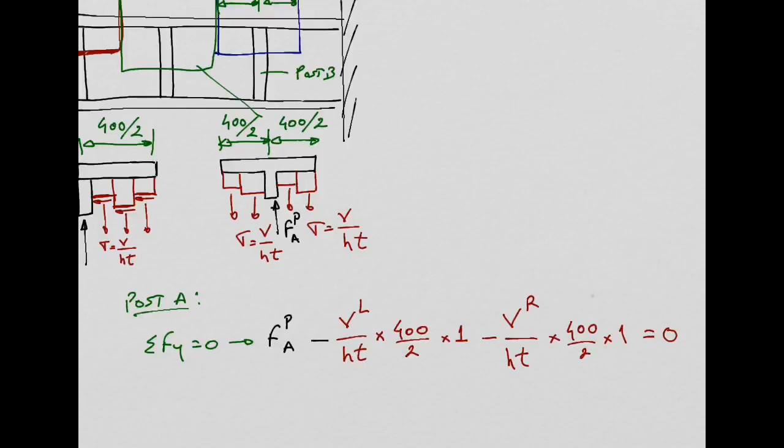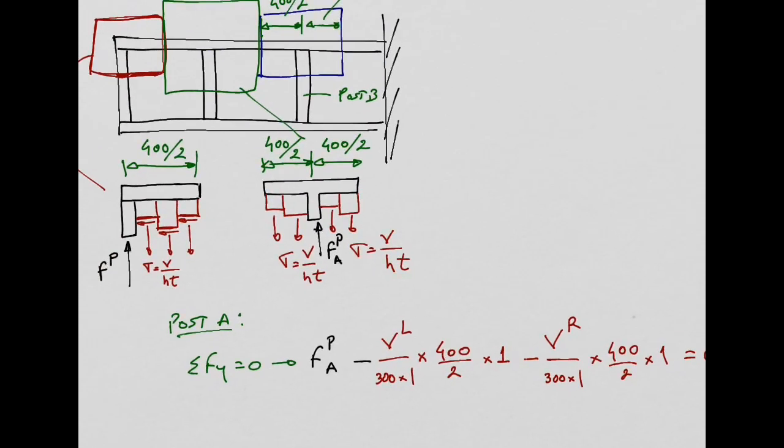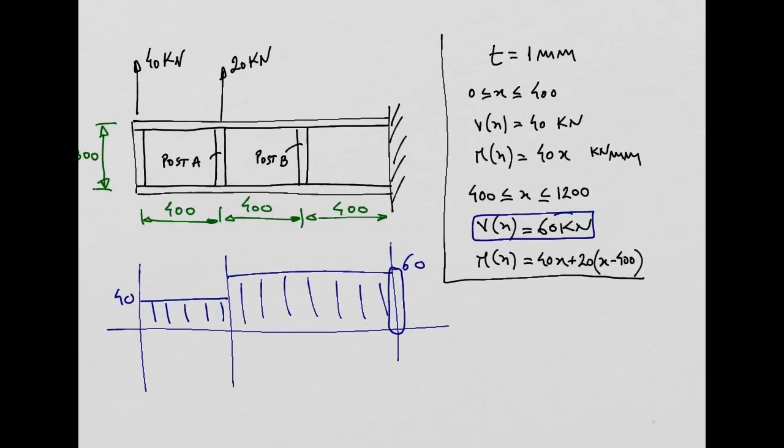So I can replace this HT because the height is always 300 and the thickness is always 1. So 300 times 1. Same thing here. And now I just need to get the shear force at the left of the post and at the right of the post, but we have that here. So at the left side of the post, in this region, the transverse shear force is 40, while on the right side of the post, the transverse shear force is 60.